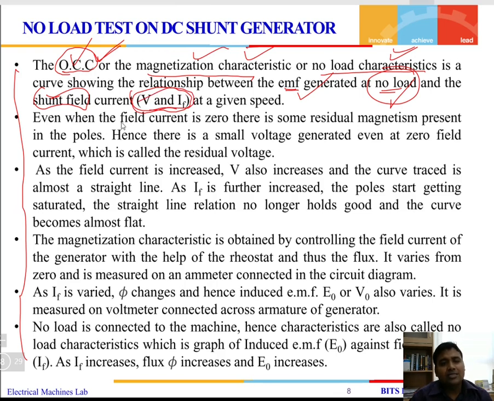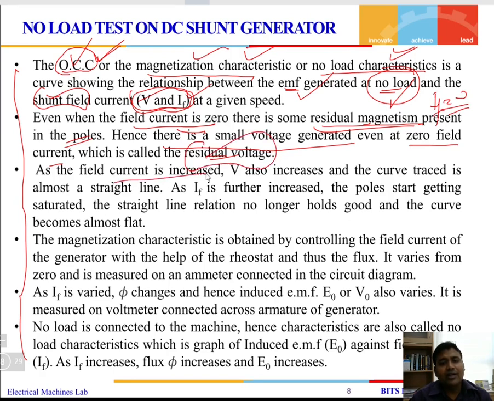Now we have to understand that even if the field current is zero, there will be some residual magnetism present in the poles. So we will see from the graph that even if the field current is zero, some residual magnetism is there, and there is a small voltage generated even at zero field current, which is called the residual voltage. So even if the field current is zero, you have some amount of residual magnetism that is responsible for production of residual voltage.